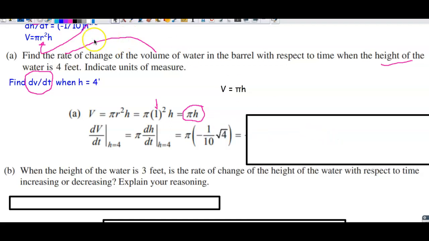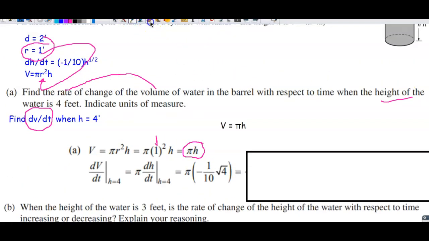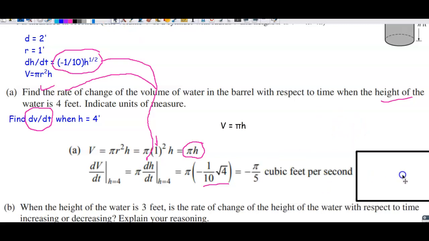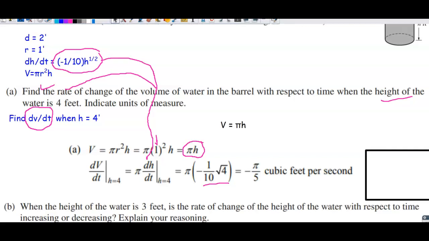Then I'm going to substitute, remember we know back up earlier in the problem that dH/dt is equal to negative 1/10 h to the 1/2 power. So I'm going to substitute that in place of dH/dt. That's where that's coming from. And I'm evaluating at 4, so I substitute 4 in place of h, and I get negative pi over 5 cubic feet per second.